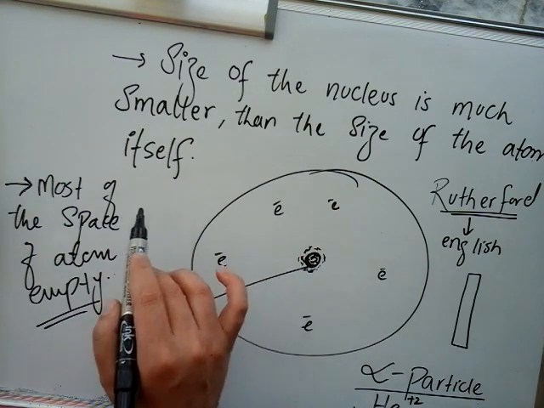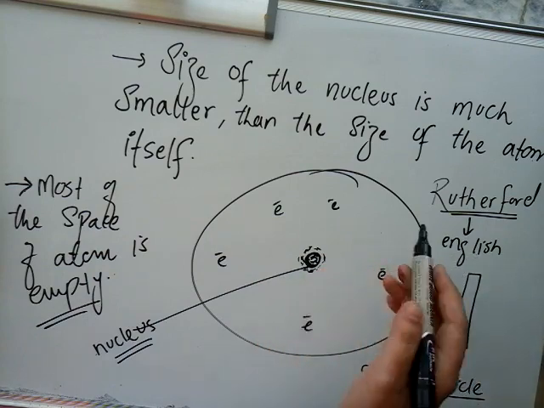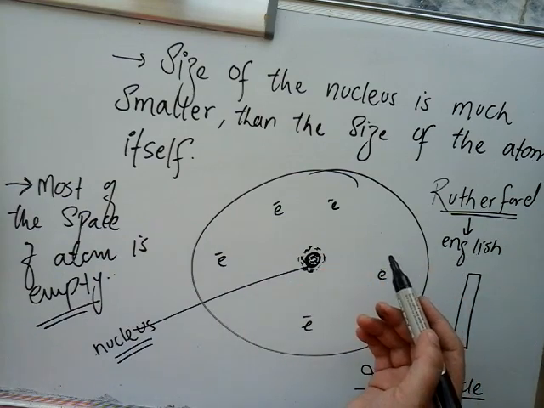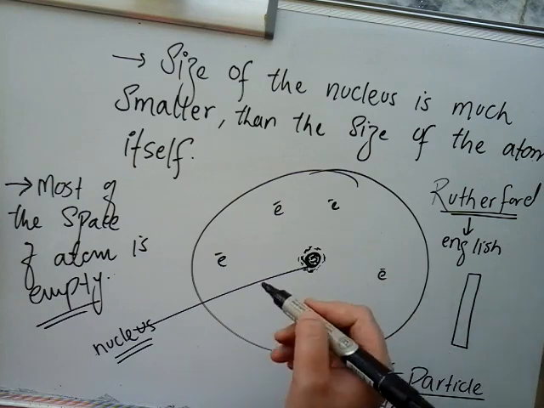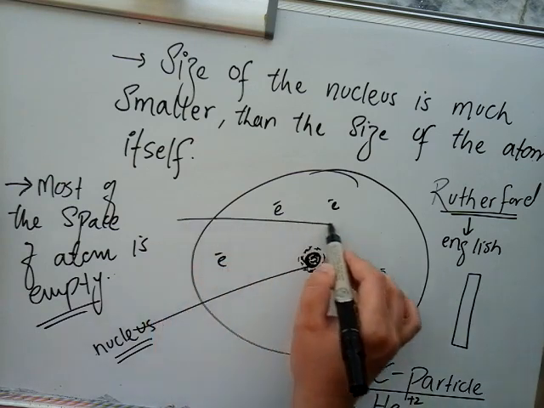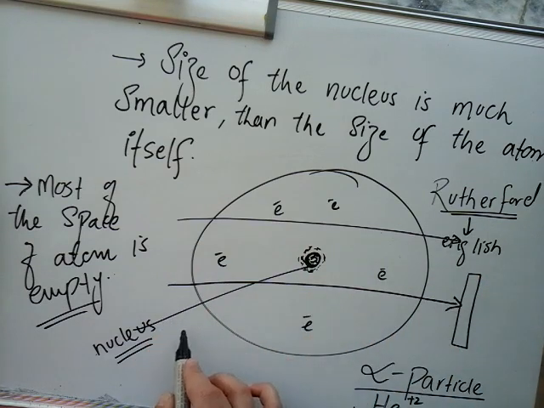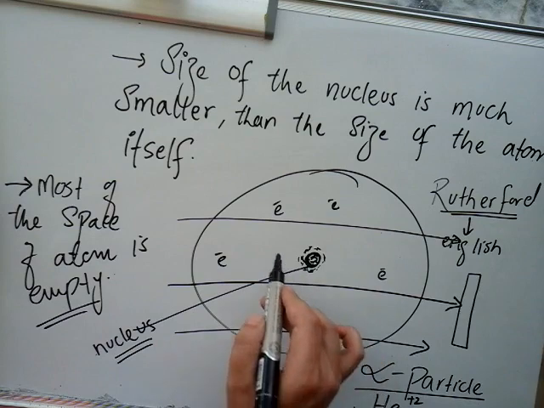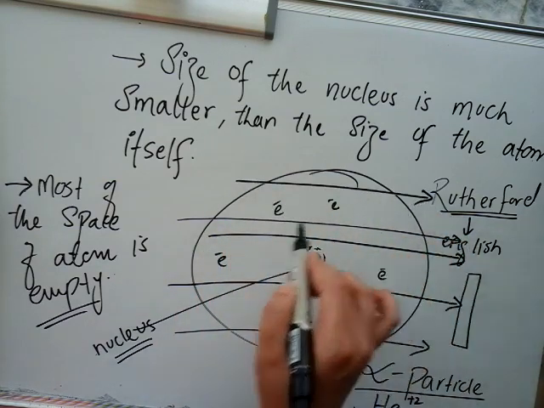What happened was that he observed that most of the rays passed through the atoms of the gold without showing any sort of deflection. So he concluded that most of the space of the atoms is free. Why? Because the rays passed through the atoms of the gold without showing any sort of deflection.